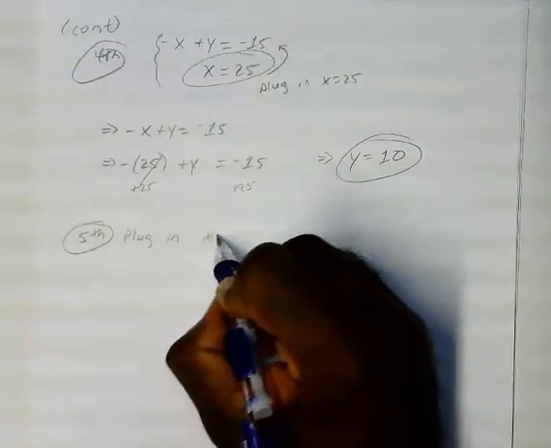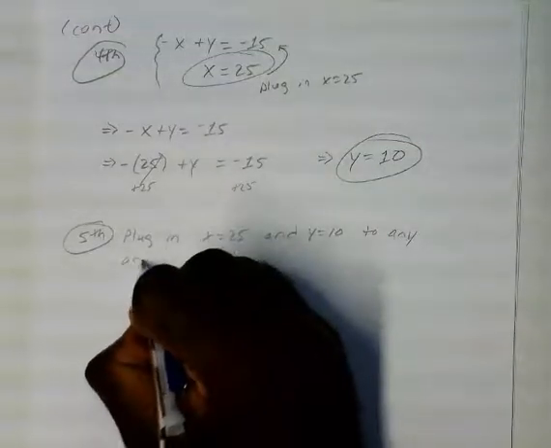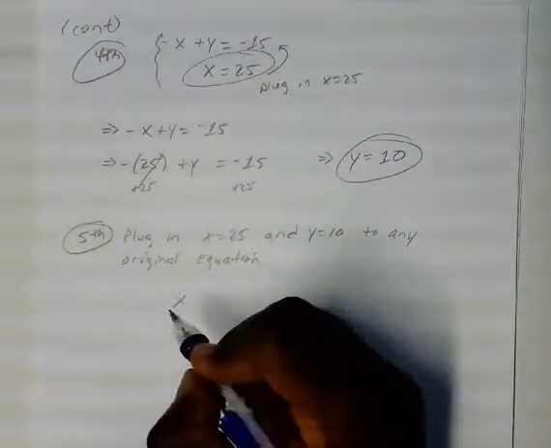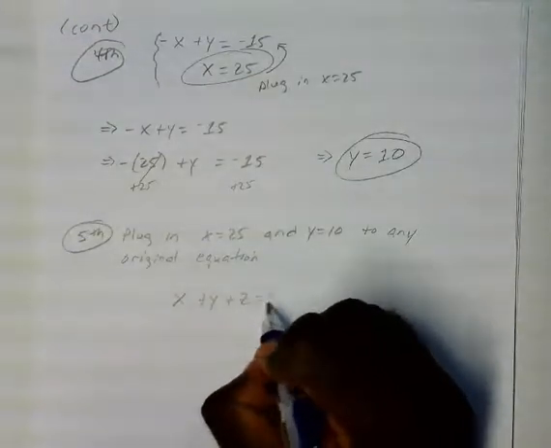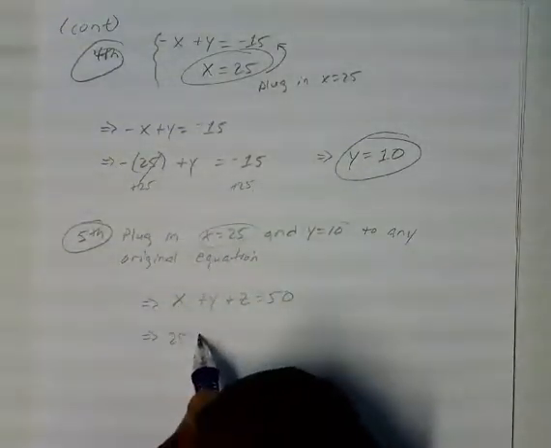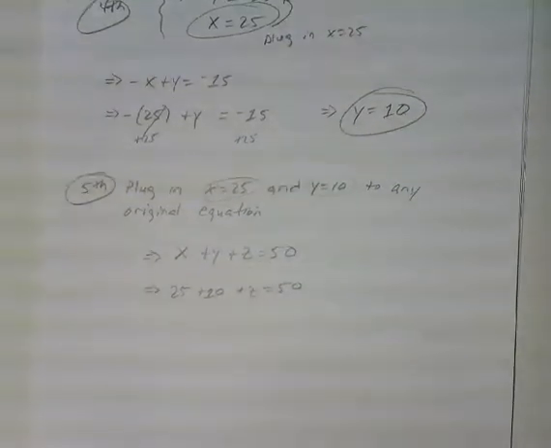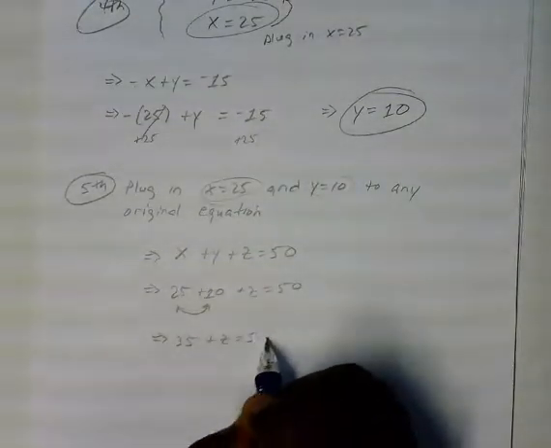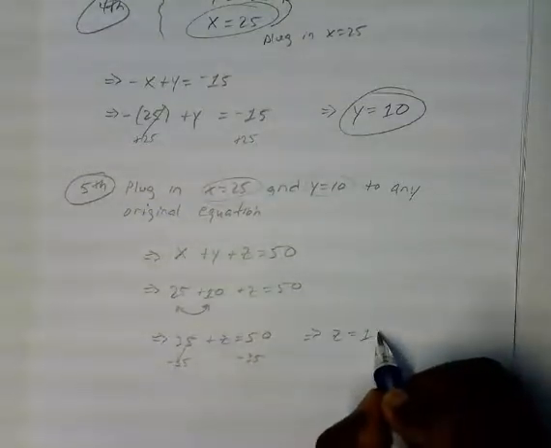So plug in x equals 25 and y equals 10 to any original equation. Okay, so of course I'm going to pick the x plus y plus z equals 50 because that's the easiest. So if we go ahead and replace these values, we have 25 plus 10 plus z equals 50. Go ahead and combine those two, which gives us 35 plus z equals 50. So if we subtract 35 from both sides, we end up with z equals 15.